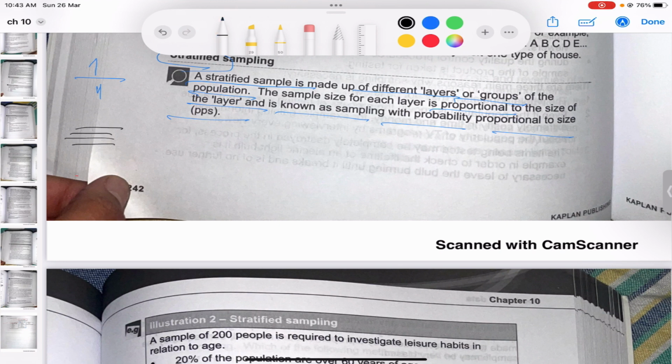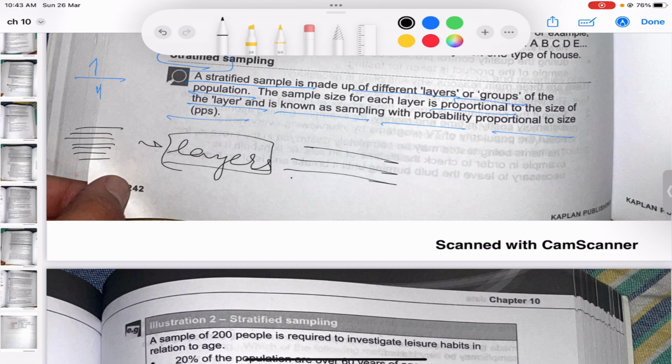Again, stratified means one over the other. This is something which we can even refer to as layers. So we have layers over it. The sample size of each layer is proportional to the size of the layer. So let's say the first layer has one set of people, the second layer has two sets of people, the third layer has three sets of people. So that is how stratified sampling is. With each layer, the number of samples used in the layer is also proportional to the level which they are in.